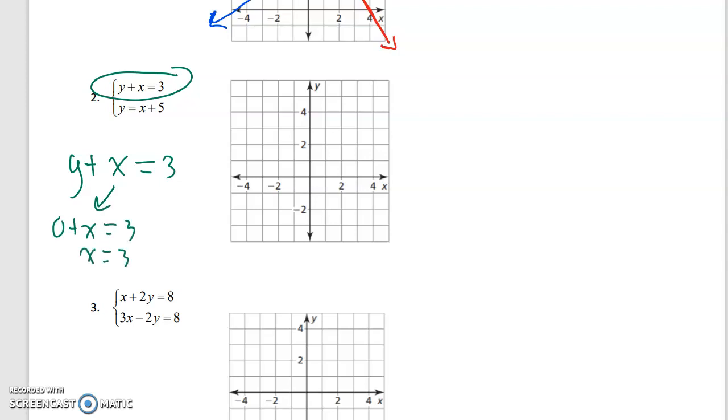Sometimes you have to do some more solving. So I'm going to graph the point x equals 3. And then for the y-intercept, it would be y plus 0 equals 3. When the x is 0, y equals 3. And so I'm going to graph that point on the y-axis. So this particular line, I graphed using the intercepts.